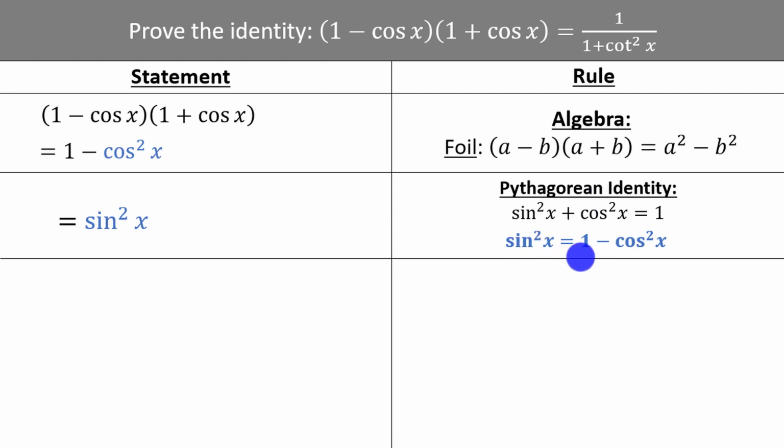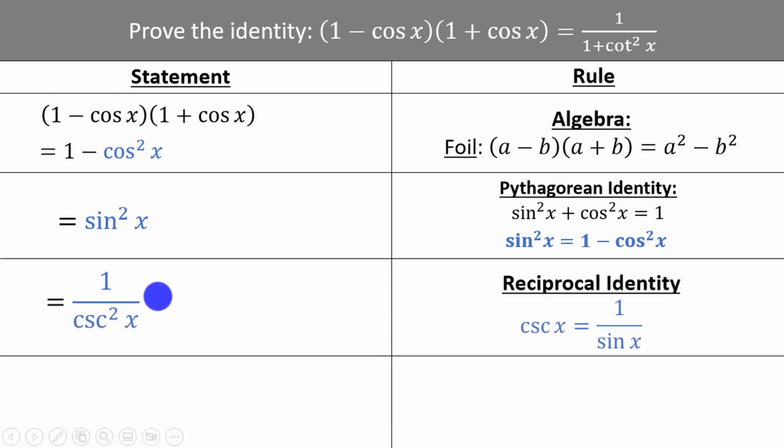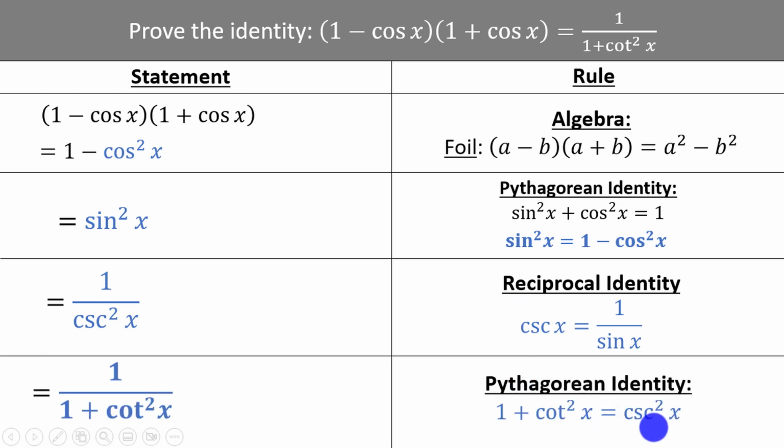At this point, it might be unclear what we should do next. We know that our goal is to get 1 over 1 plus cotangent squared. If you glance at your identity list, you might notice that 1 plus cotangent squared is the same thing as cosecant squared. We basically have a cosecant squared in the denominator because sine squared is the same thing as 1 over cosecant squared by the reciprocal identity. At this point, we can use the Pythagorean identity for cosecant squared to convert this to 1 plus cotangent squared. At this point, we have completed our proof. We have shown that the left-hand side is equal to the right-hand side.